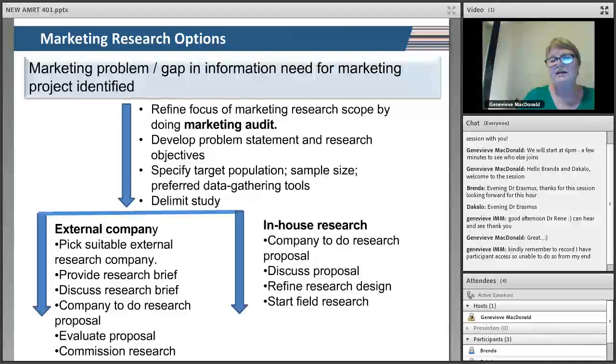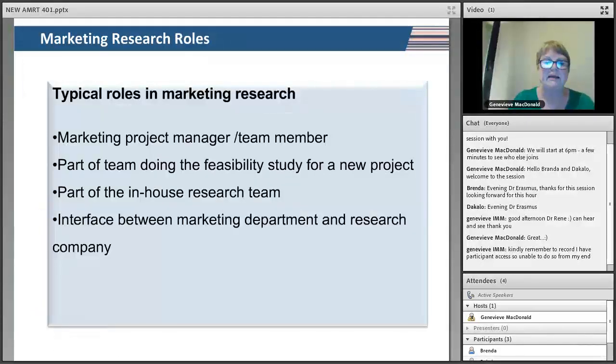If the company decides to do the research in-house, then your department, or you as the researcher, will do the research proposal. You will discuss the proposal with the initial person that identified the problem, refine the research design, and then actually do the field research. So you can see there's a little bit of a difference here, but it is a decision point. Usually smaller companies will do it themselves, while larger companies may prefer to get an external company.